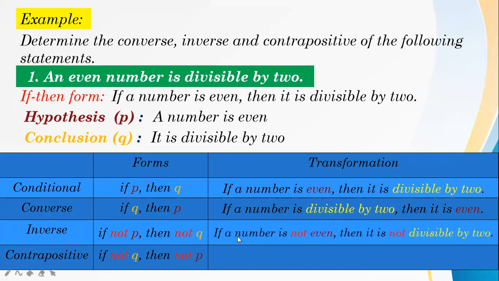Inverse, insert the word not. If a number is not even, then it is not divisible by 2, using the original conditional statement and then you insert the word not. Contrapositive: if a number is not divisible by 2, then it is not even. So this will be your contrapositive, interchanging or swapping the inverse statement. So we have if a number is not divisible by 2, then it is not even.